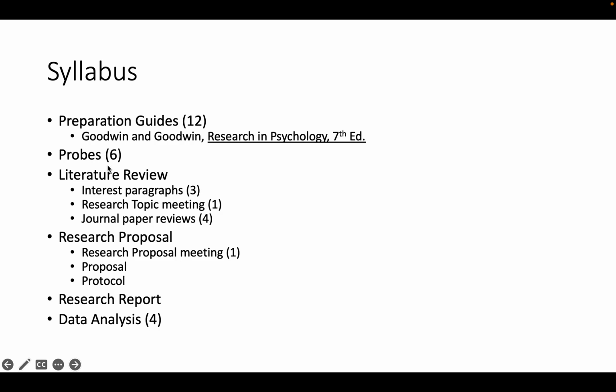A second prong of the course is going to be conducting a research project. So we're going to start with a literature review. We're going to start with interests and have a meeting about it. You're going to write paper reviews. Then you're going to be generating a proposal. We're going to have another focus meeting, you and I, and then we're going to write a proposal and a protocol. I'm going to generate data for you, and you're going to write up a research report. So that's the second prong, maybe the major prong of the course, is a research project.